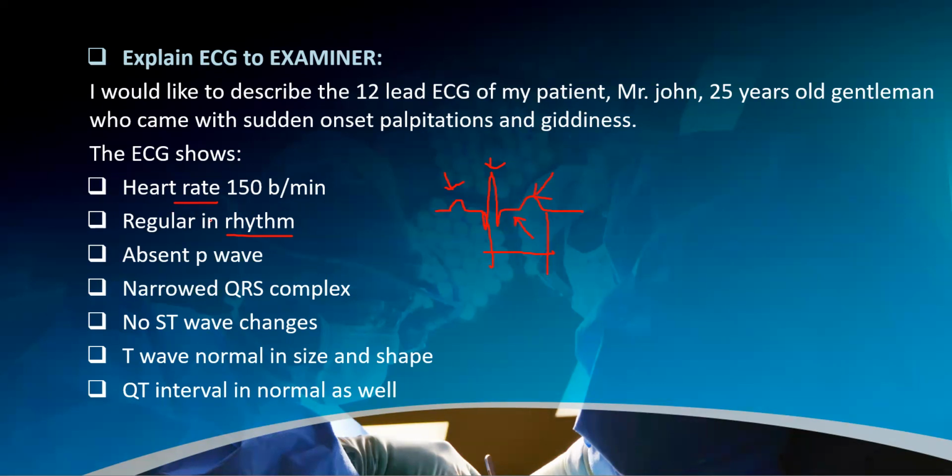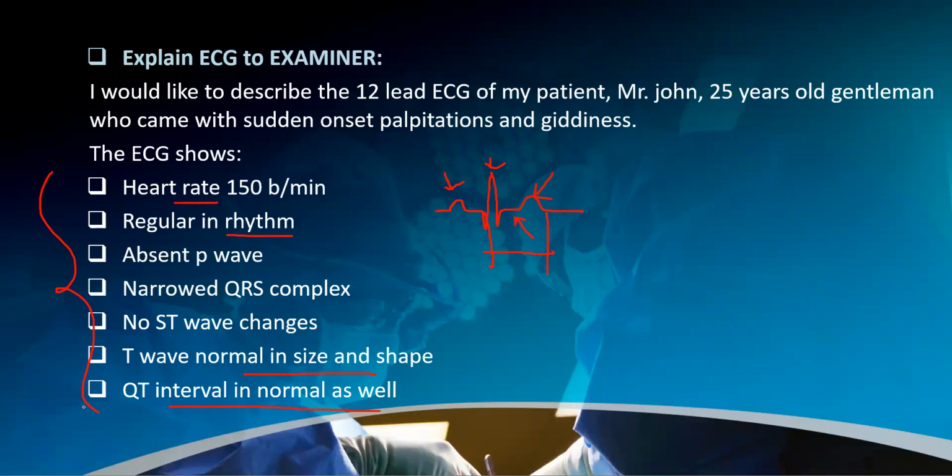So in here, the ECG shows heart rate 150 beats per minute, regular in rhythm, absence of P wave, narrow QRS complex, no ST wave changes, T wave normal in size and shape, QT interval normal as well. So you have to explain in this way. The ECG shows heart rate, whatever you get, 150 beats per minute, 100 beats per minute, regular in rhythm.